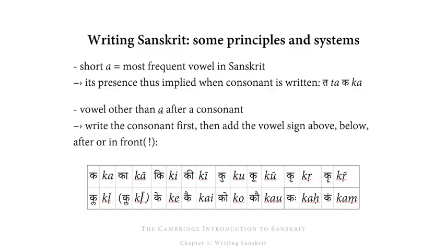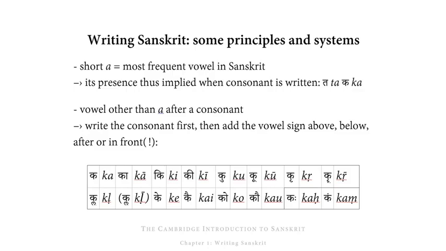So, on to some of the principles and systems of how to write Sanskrit. Now, short a is the most frequent vowel in Sanskrit. And in Sanskrit writing, the representation of a is actually really clever. Its presence is implied whenever a consonant is written. So, the sign that you found for ta, for pa, basically is the sign for t or p, or whichever other consonant you want to write.